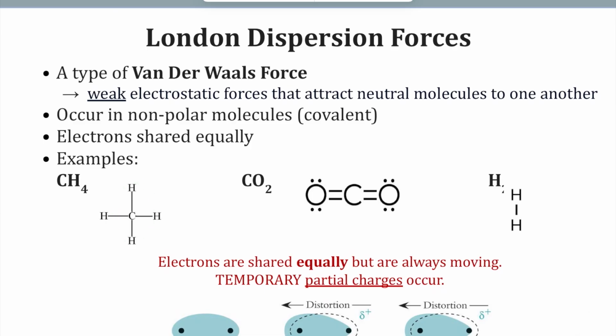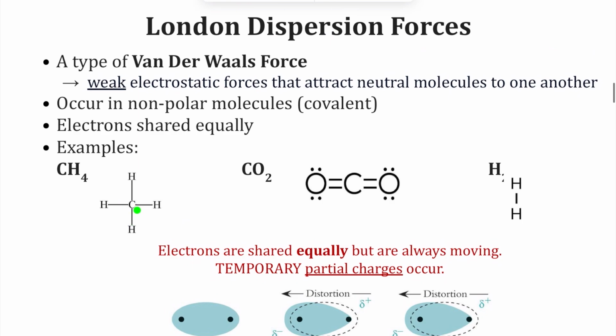CH4 has London dispersion IMFs. So does CO2, because again, we have no lone pairs on the central atom, and any unequal sharing on the sides is going to cancel out. Same thing with our hydrogen. This is supposed to say H2. Anything that's diatomic is going to be a nonpolar covalent molecule because it is sharing equally with itself. Hydrogen and hydrogen have the same electronegativity.